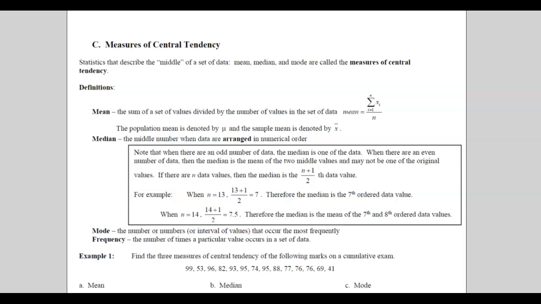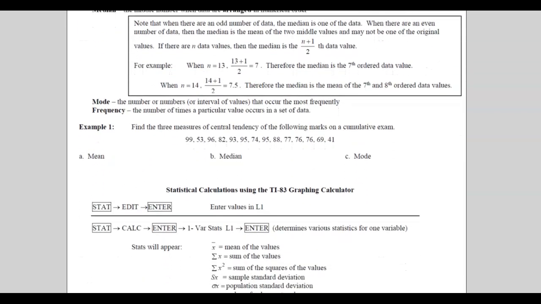Now your calculator will do all this for you if you put the data in a list. Okay, so there are your definitions. I just kind of briefly went through them. So find 3 measures of central tendency of the following marks on the CUME exam. Let's just go right to doing it with a calculator.